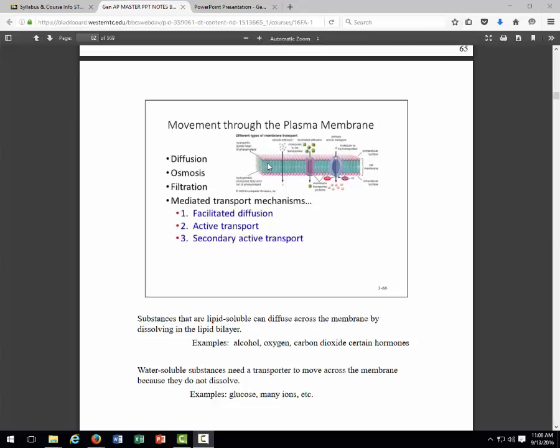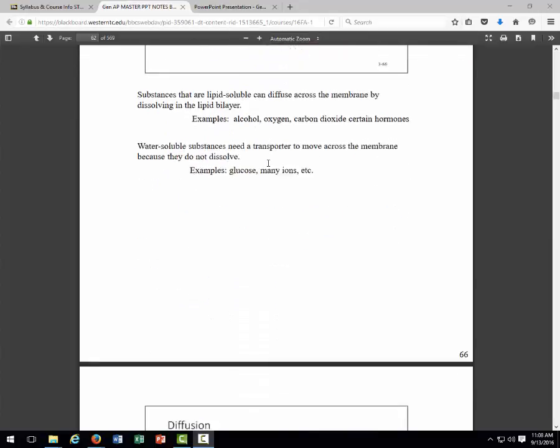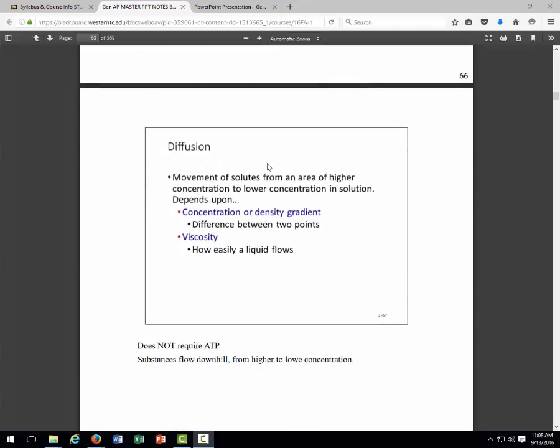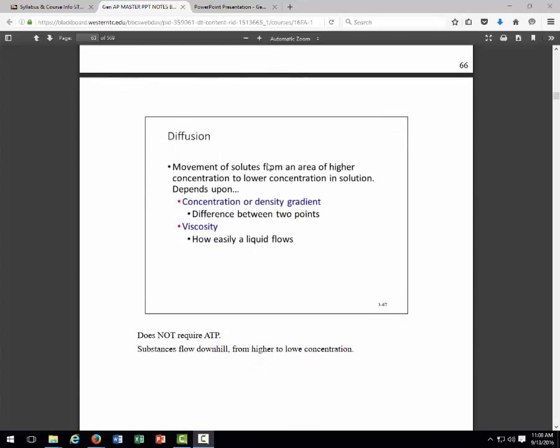If they can dissolve without a helper, we call the process of just dissolving in the membrane and going to the other side diffusion. So diffusion is anything that can dissolve very easily through the membrane without any help. Or what if we have a non-gated channel? Could it diffuse through there just as easily? Yeah, so that's another example.